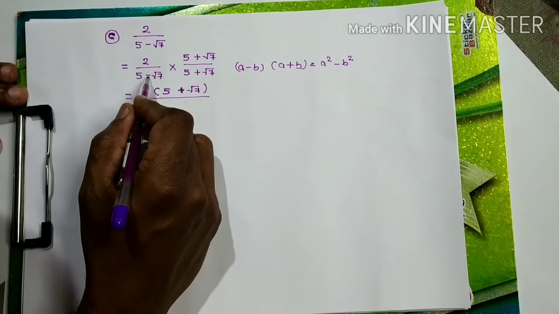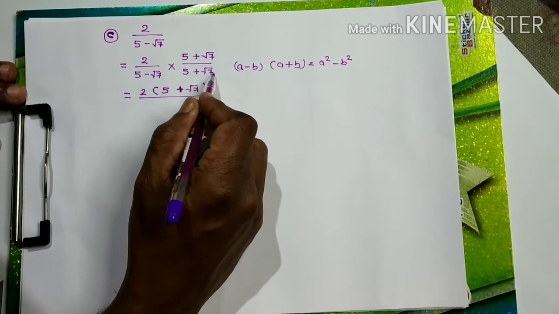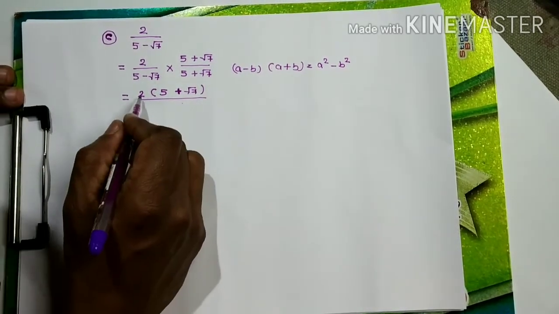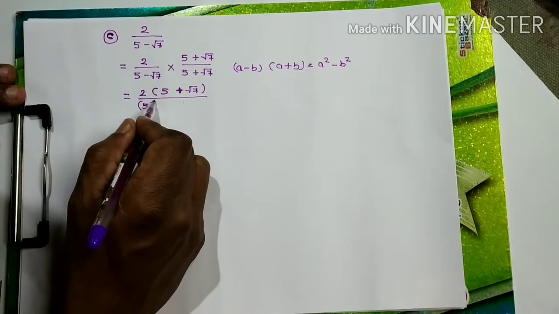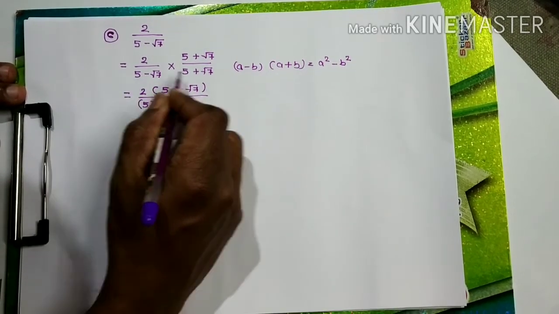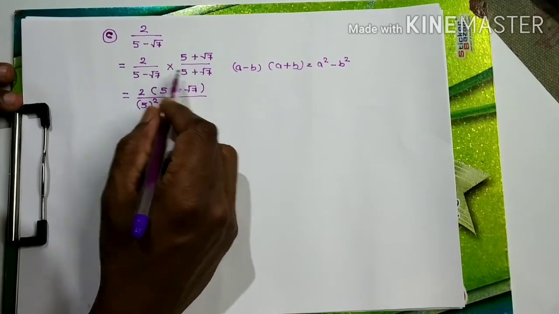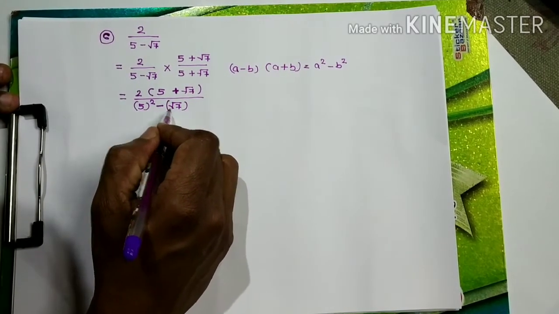Here minus sign is there, a minus b, and here plus sign is there, a plus b. So a square minus b square. So this 5 into 5, so 5 square. Then here minus plus, so we will write here minus sign. Then root 7 into root 7, root 7 square.